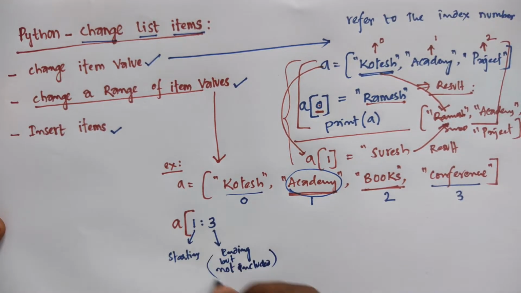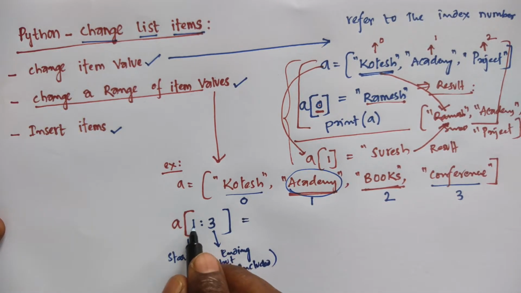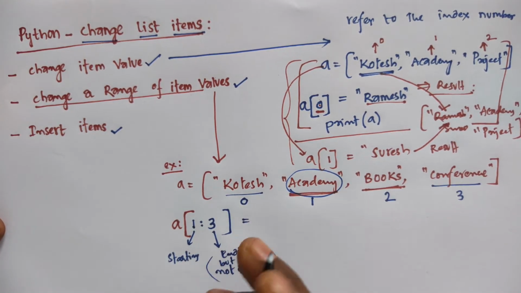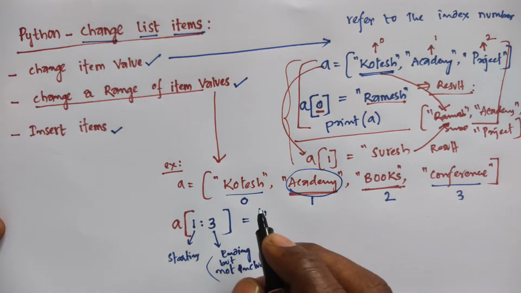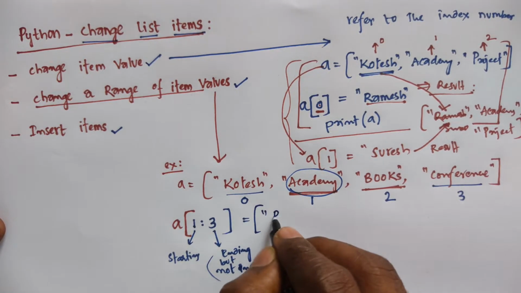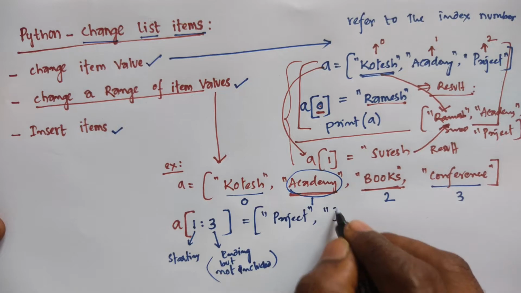This is a very important point. So these positions include 1 and 2 only, not 3. So how many positions do we have? 2 positions. So you can save the new values in square brackets. Simply you can take the value project, and you can take the journal.